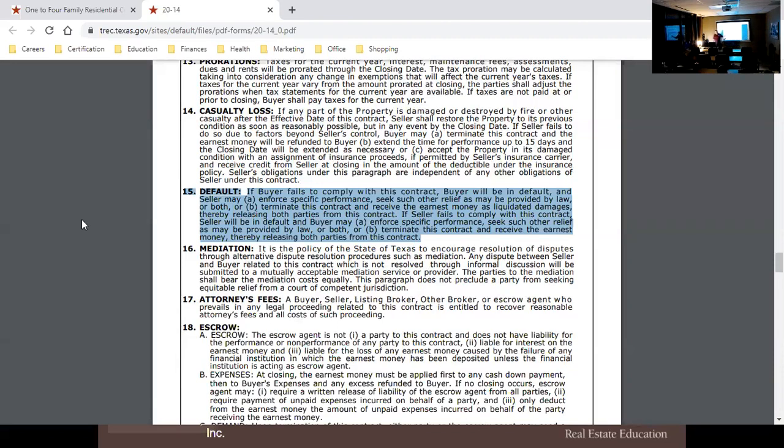But the reason I emphasize this provision is that if your buyer fails to fulfill their job, your buyer can still be required to purchase the property even if you ended up failing to fulfill your job. It is imperative, guys and gals, that you stay on top of your stuff.